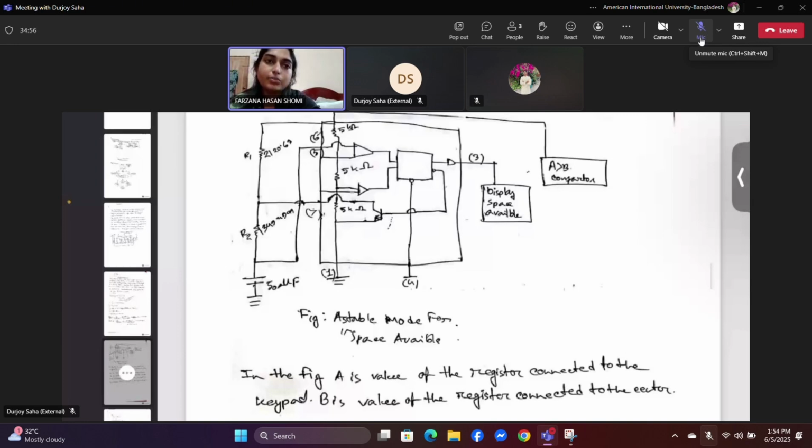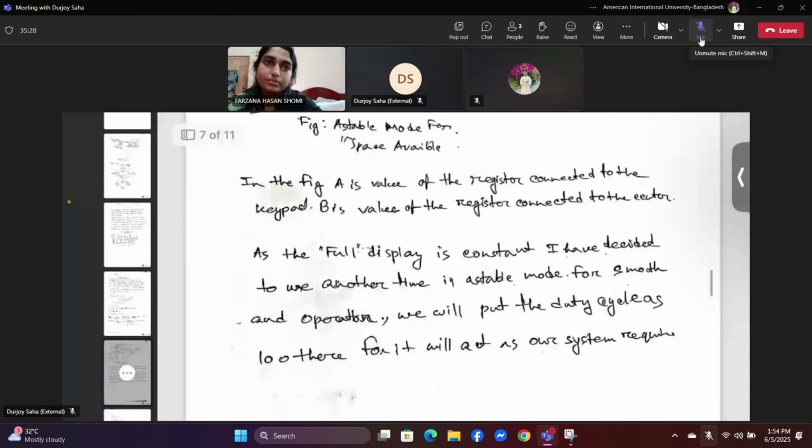The diagram at the bottom of the page shows the astable mode setup where the timer IC is connected to a resistor and a capacitor to produce the necessary pulses. The pulses are sent to a display circuit that shows space available in a blinking fashion, making it easy to grab attention. This kind of setup is commonly used in parking systems, counters, or any application where visual signaling is important. Let me now explain the final part of our system design.